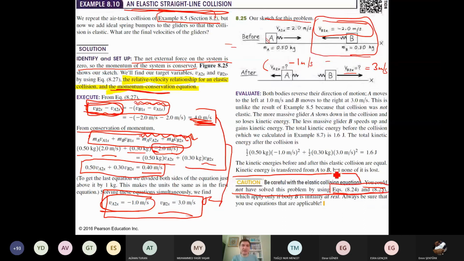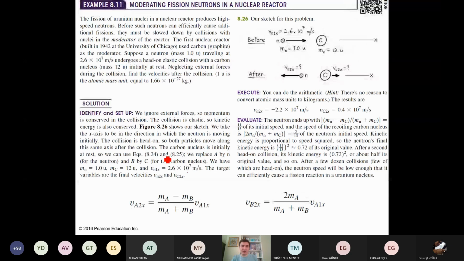Then let me continue with another example concerning the elastic collision. This is an example from a real application in nuclear reactors, moderating fission neutrons in a nuclear reactor. The fission of uranium nuclei in a nuclear reactor produces high-speed neutrons. Before such neutrons can efficiently cause additional fissions, they must be slowed down by collisions with nuclei in the moderator of the reactor. Let me show you.